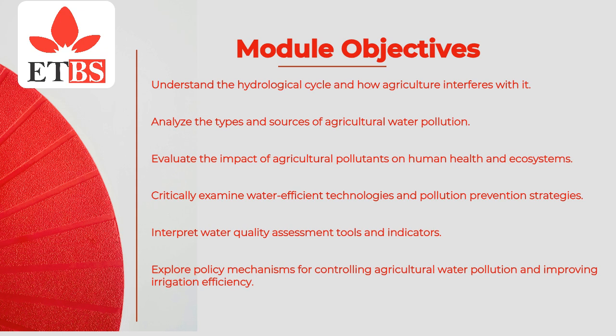4. Critically examine water-efficient technologies and pollution prevention strategies. 5. Interpret water quality assessment tools and indicators. 6. Explore policy mechanisms for controlling agricultural water pollution and improving irrigation efficiency.